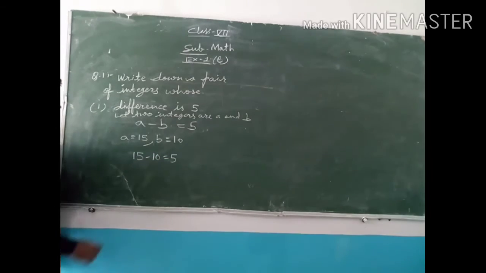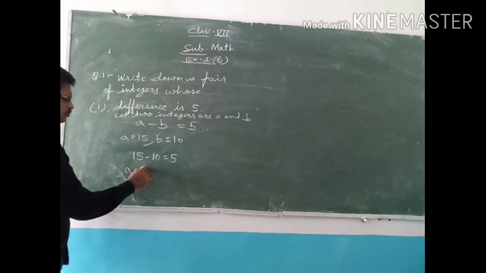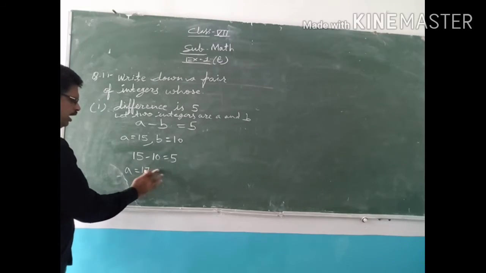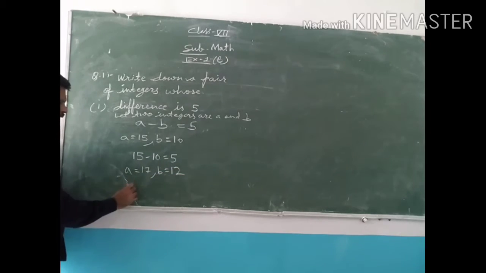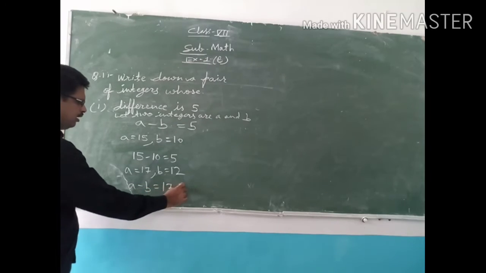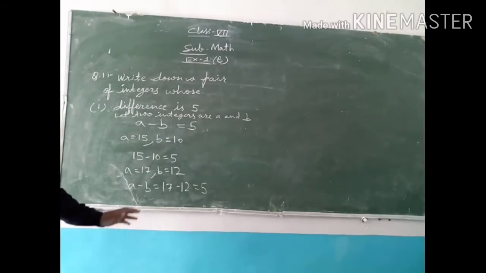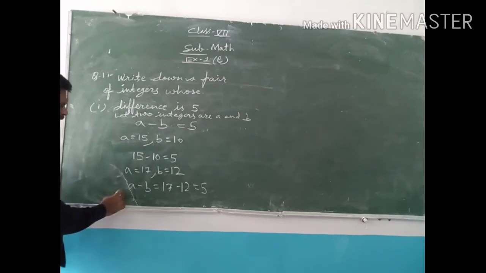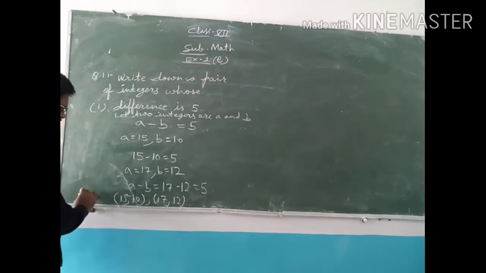Another example also you can take. Suppose I am taking a equal to 17 and b integer I am taking 12. So a minus b means 17 minus 12, that is equal to 5. Okay, so what are the two pairs of integers? One is 15 and 10 and second is 17 and 12. So this is your answer.